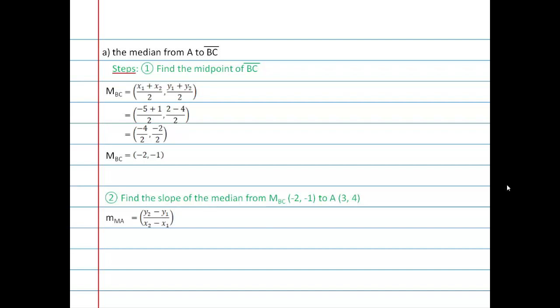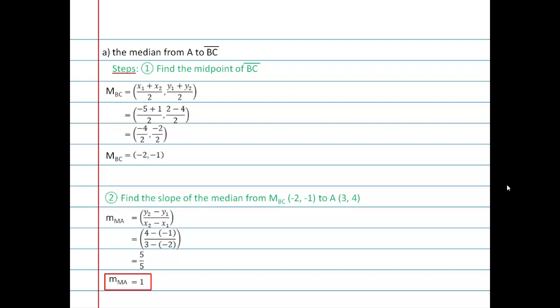So if I put in those coordinates, I have 4 minus -1 and 3 minus -2. So of course that means adding. So 4 plus 1 is 5, 3 plus 2 is 5, and 5 over 5, that's going to give me a slope of +1.